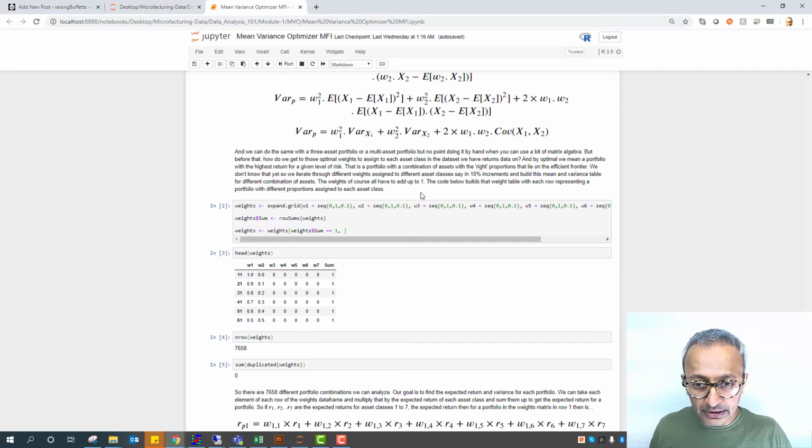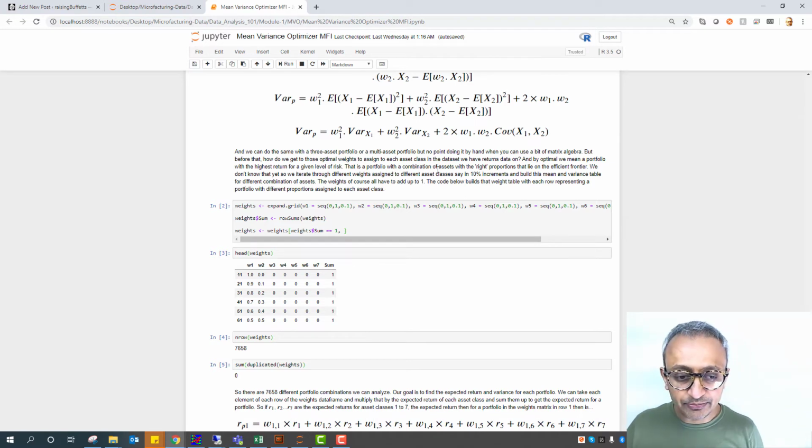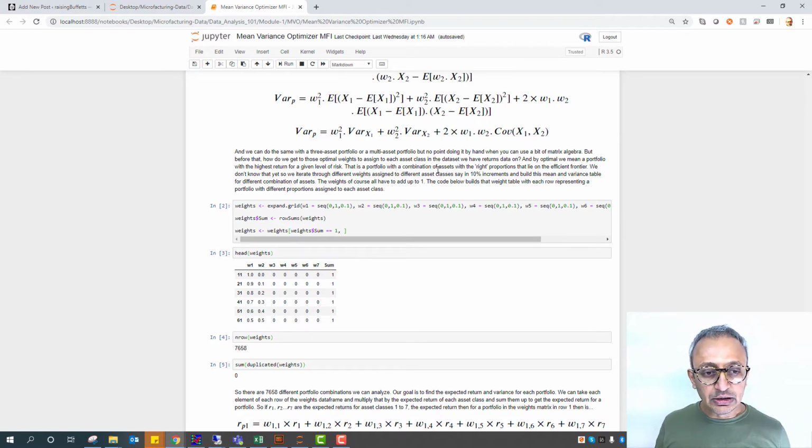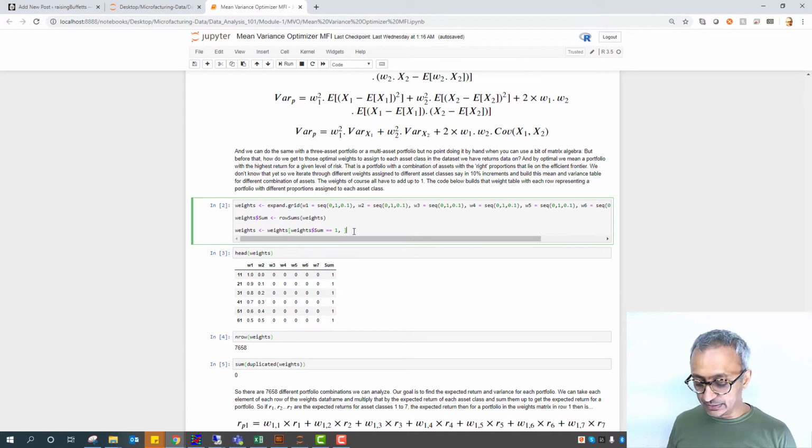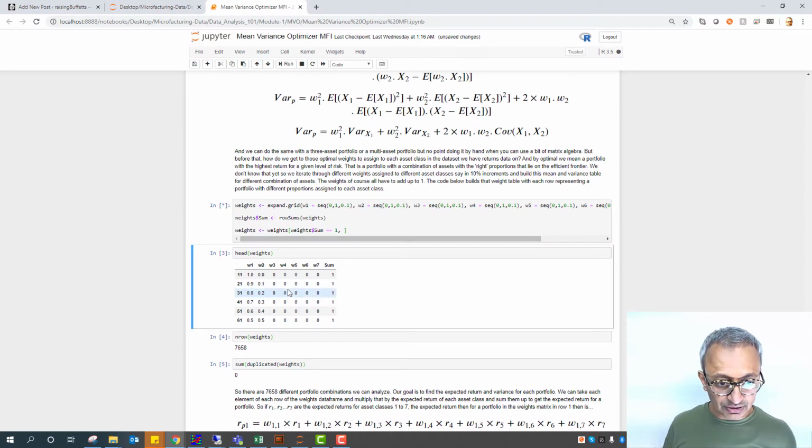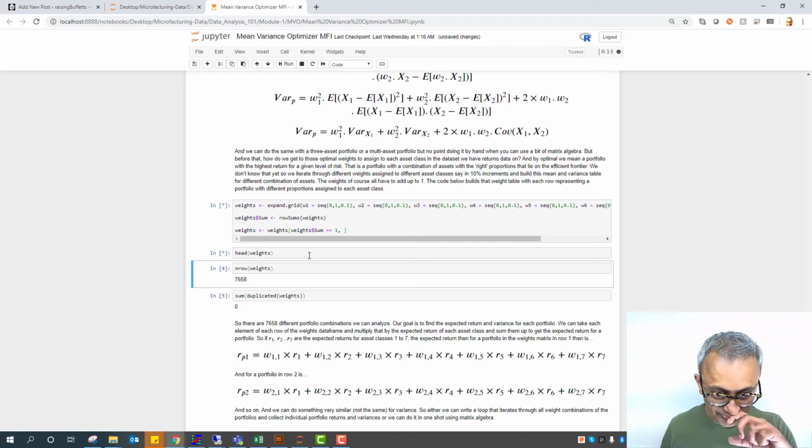Okay. So what we're going to do is run through different combinations. We have 7 different asset classes, right? We started out with that small data set we talked about. So we're going to divide this into 10% increments. And this is what a portfolio combination looks like. Let's look at it. It's coming.